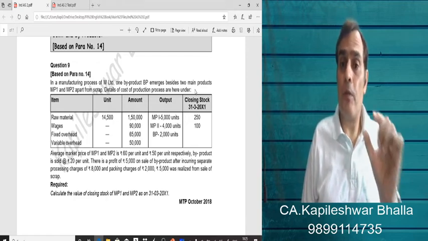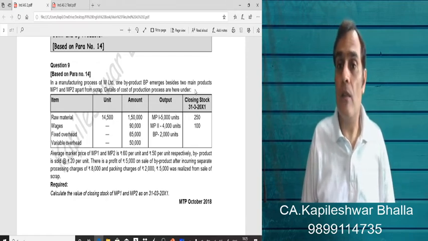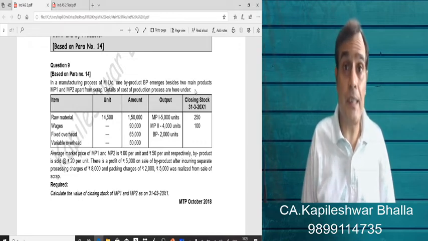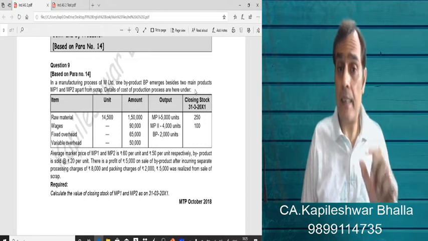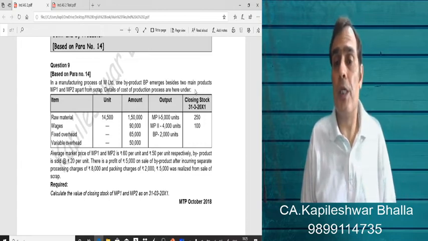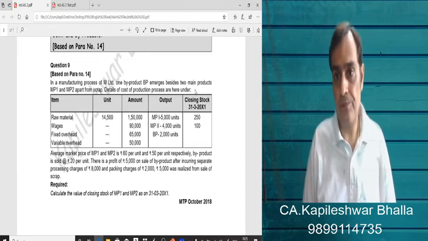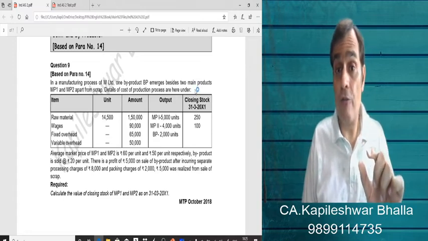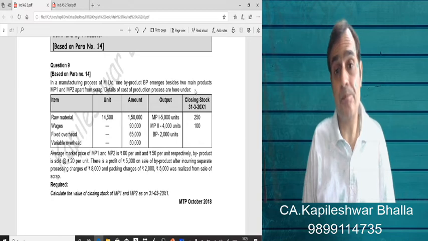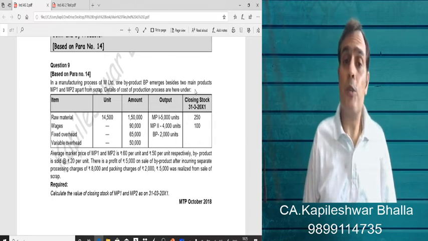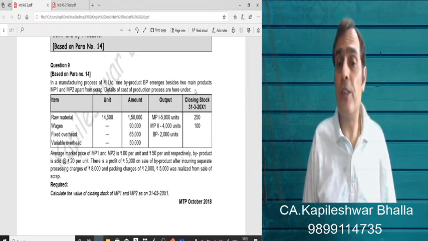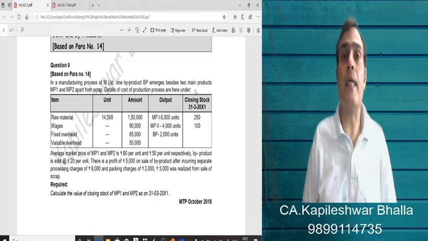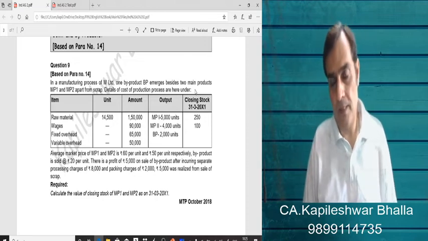Then he says there is a profit of 5,000 on sale of the byproduct after incurring separate processing charges of 8,000, and there is a packing charge of 2,000. He also tells you that 5,000 is realized from the sale of the scrap. The requirement of the question is to calculate the value of the closing stock of MP1 as well as MP2.